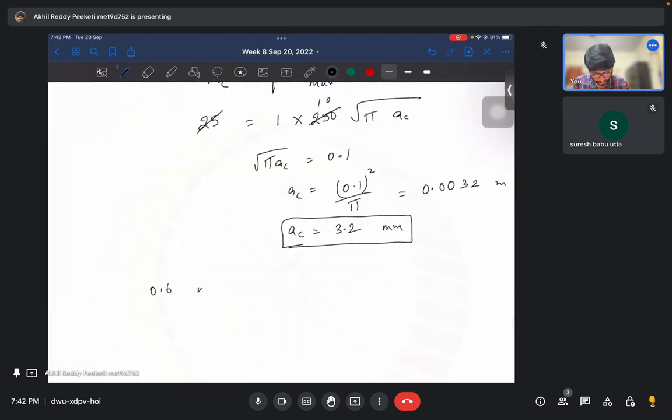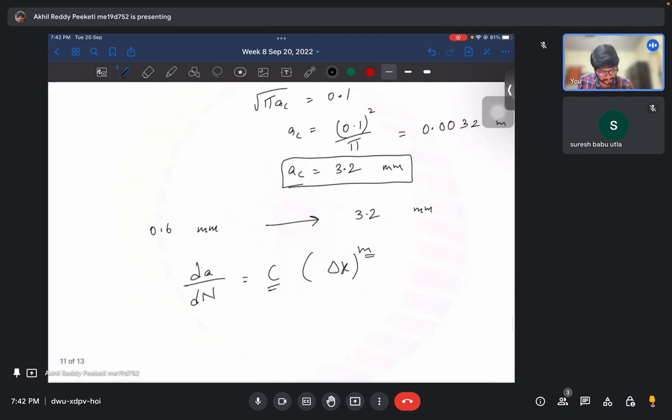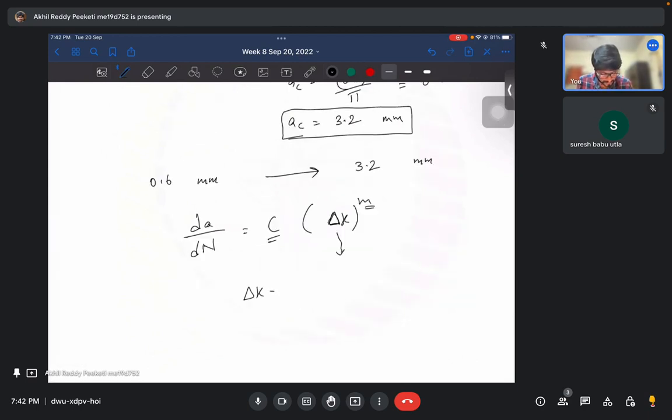While the crack is growing, what is the total number of cycles that it can withstand? That is what we need to find. Now this Paris law is basically relating the rate of change of crack length with respect to the cycles as C into delta K power m. This C and m is what they have given. And delta K is related to the alternating stress basically.